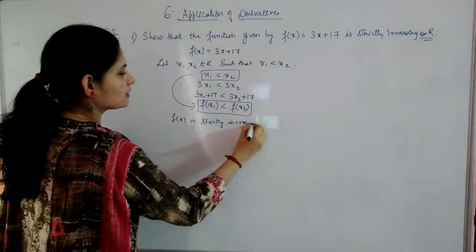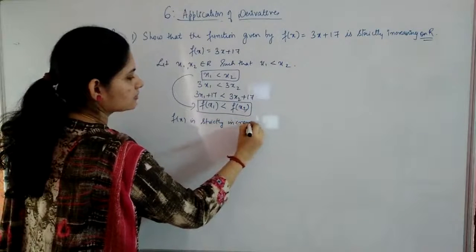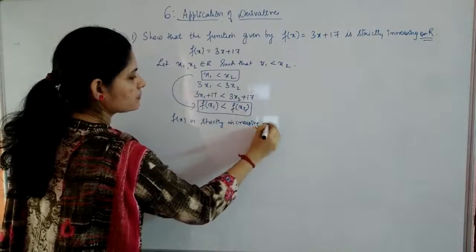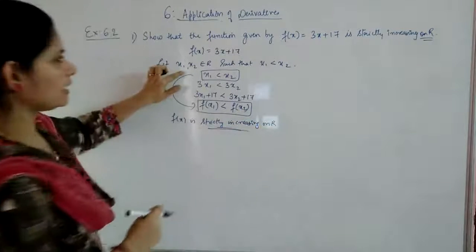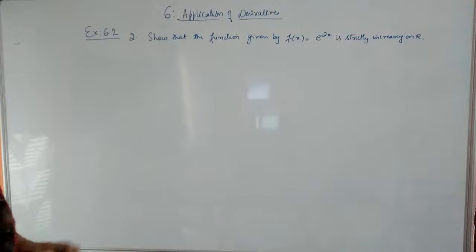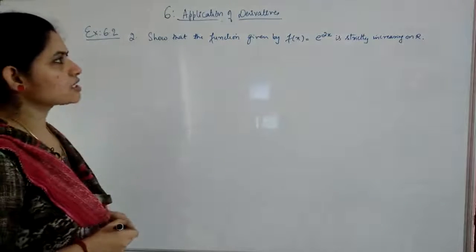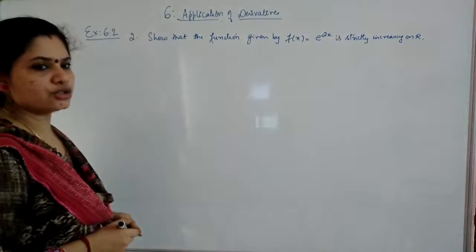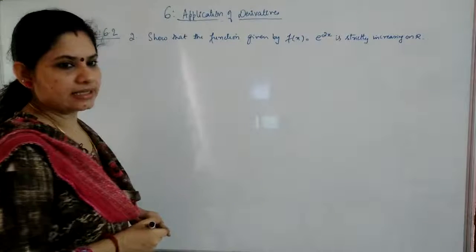increasing on R because we have taken any general elements from R. Okay. So the second question is show that the function given by f of x equal to e raised to 2x is strictly increasing on R.